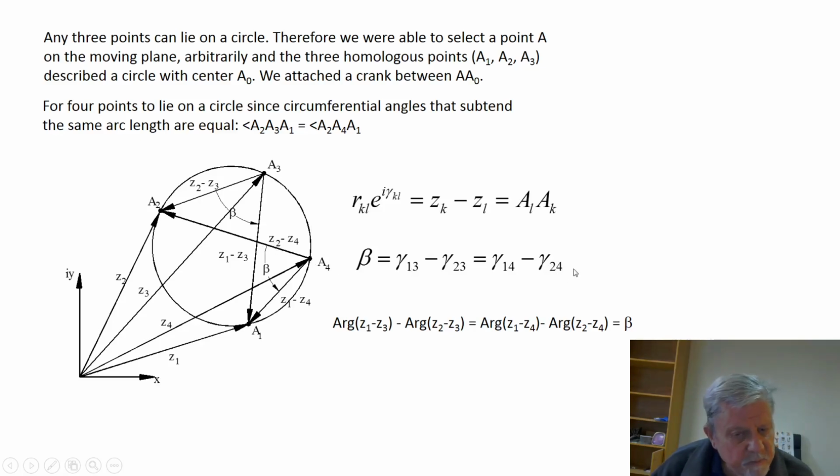This is the condition that we are going to use: gamma 13 minus gamma 23 must be equal to gamma 14 minus gamma 24. Then what I can do is, the angle of a complex number is the argument of a complex number. The argument of Z1 minus Z3 minus the argument of Z2 minus Z3 must be equal to the argument of Z1 minus Z4 minus the argument of Z2 minus Z4. Arguments are the angles. Now, that is also equal to beta.